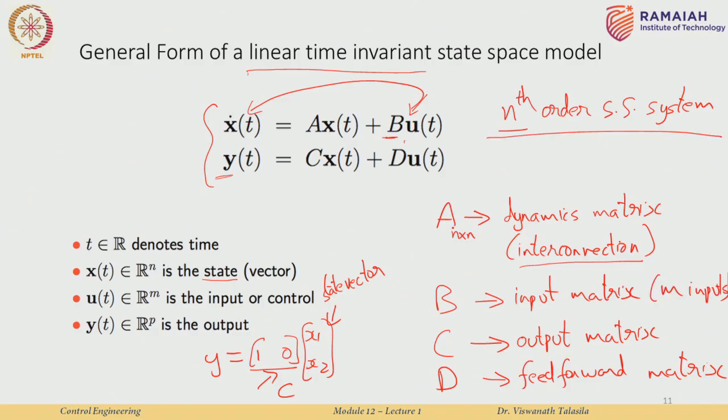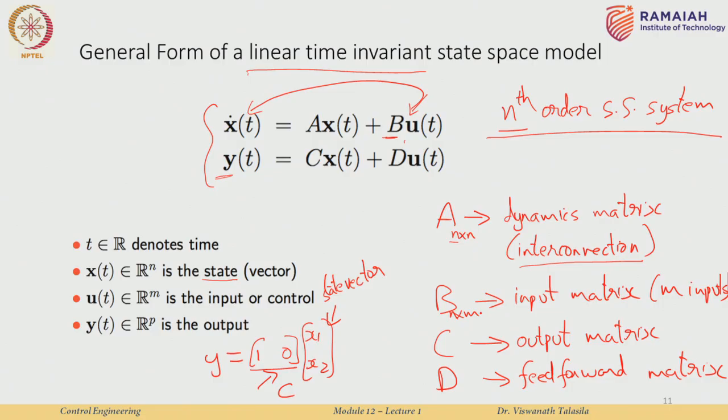So, A is an n cross n matrix, the interconnection structure, it is always equal to the number of states which we have. B is the input matrix. Let us assume we have m inputs, m could be less than n or even equal to n. So, B will actually be an n cross m matrix.